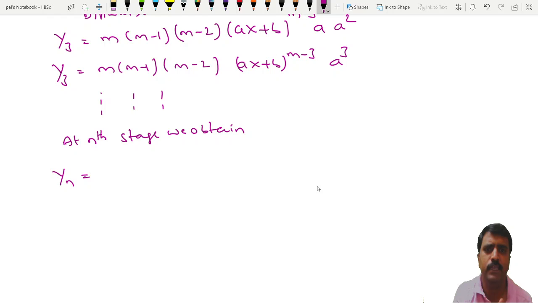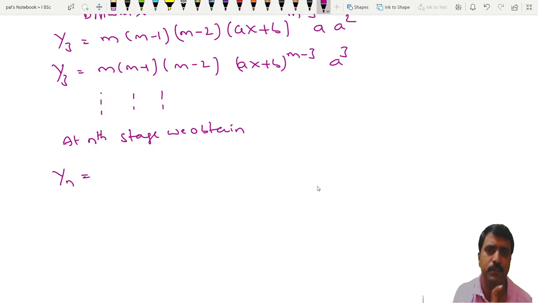Which factors? m minus 1, m minus 2. That last factor is m minus 2. That 2 is the number 1 less than 3. So that means we have three factors, m, m minus 1, m minus 2 in y3. So in yn we must have n factors.